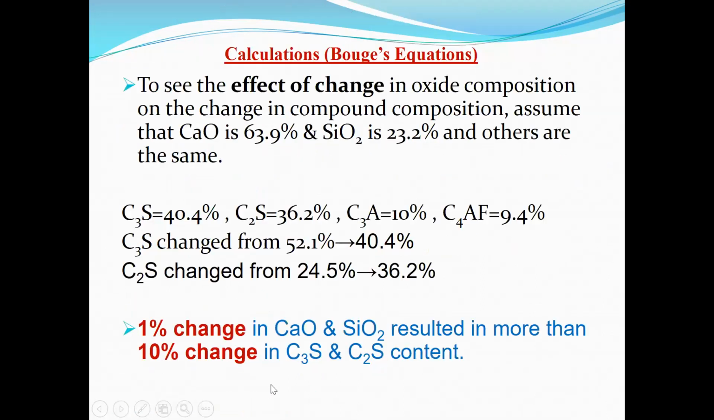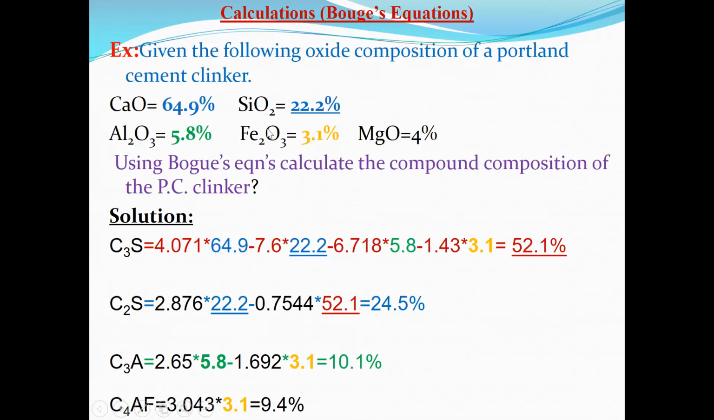Now, if we want to see the effect of change in oxide composition on the compound composition: calcium oxide, silica, alumina, ferric oxide, magnesium oxide, if we change their proportions, suppose for this particular proportion we get these percentages of C3S, C2S, C3A, C4AF. What we will do now is decrease the calcium oxide from 64.9 to 63.9, and increase silica, which is 22.2, by 1%, making it 23.2.